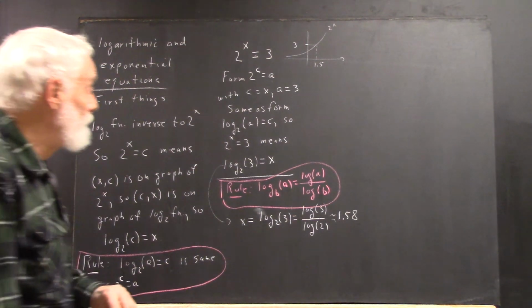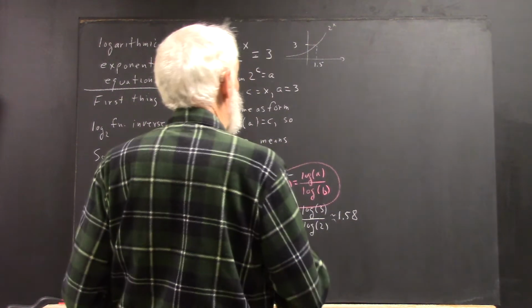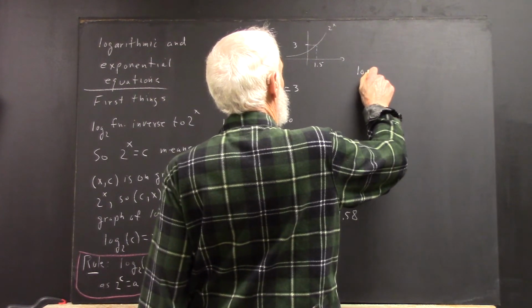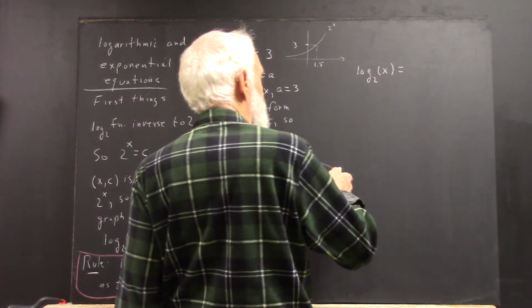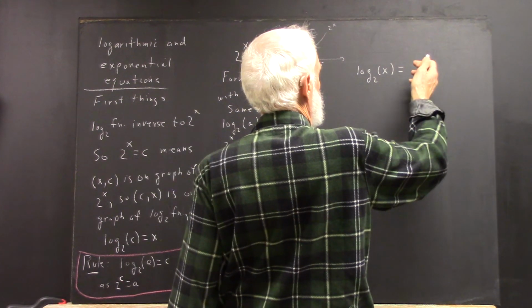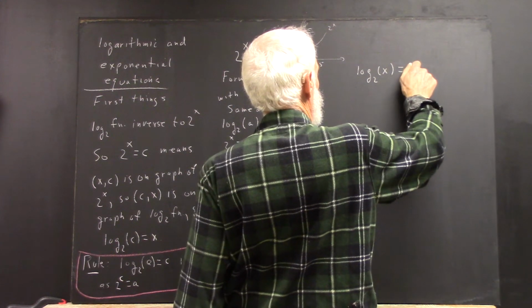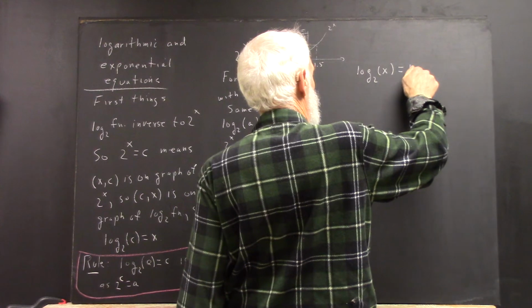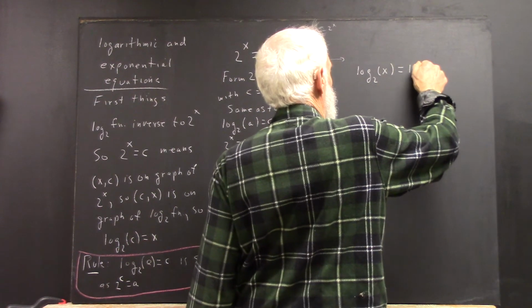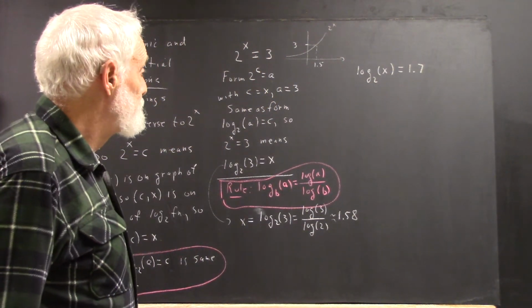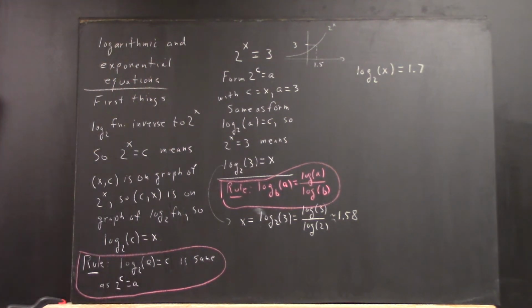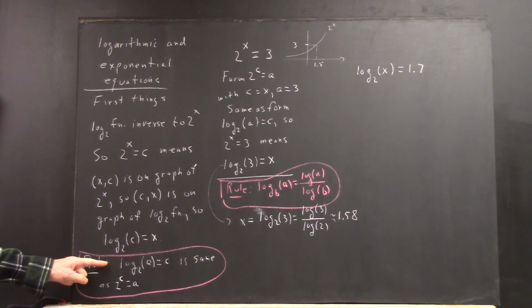Now, if we have a logarithmic equation, let's say it's log base 2 of x equals 1.7. Can you translate that? First of all, is that in one of these two forms? Yeah, it's in this form, right?